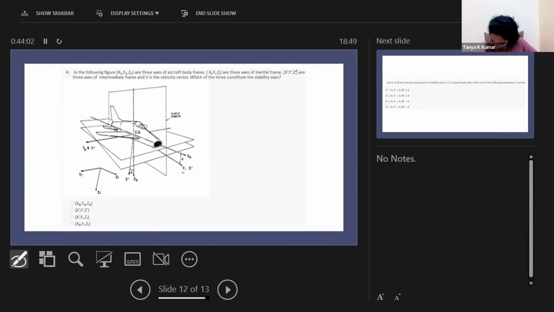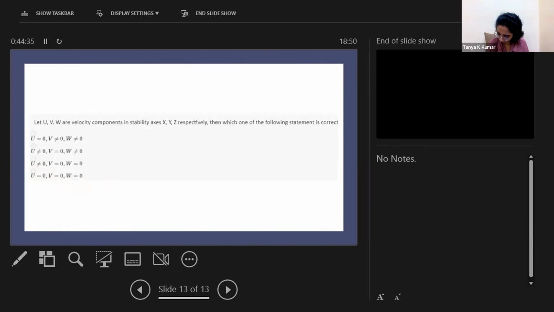You have x dash, and when it's rotated, you have z dash, and y dash is the same as yb because you're rotating it about the y-axis. So the stability axis would be x dash, z dash, y dash. It's just an axis that we assume for simplicity to simplify the equations. So your stability axis is oriented along the velocity vector. Velocity vector is V. So you have x dash, y dash, and z dash. That is the second option. Okay, let's go to the next question.